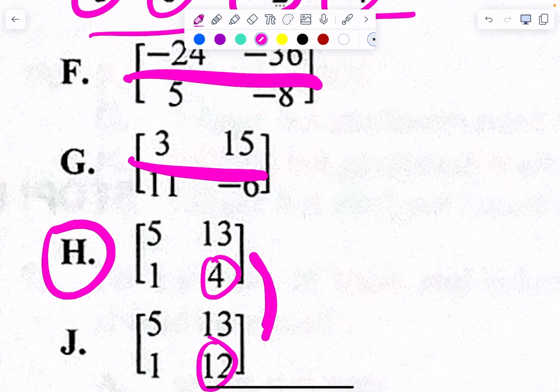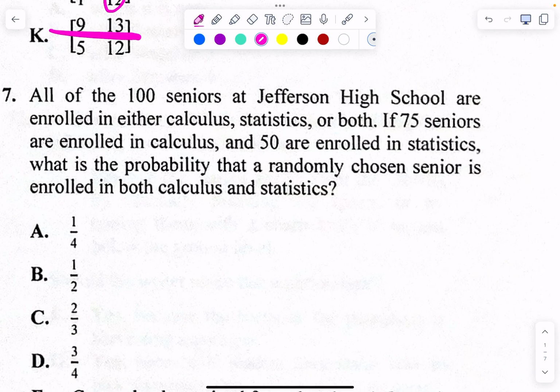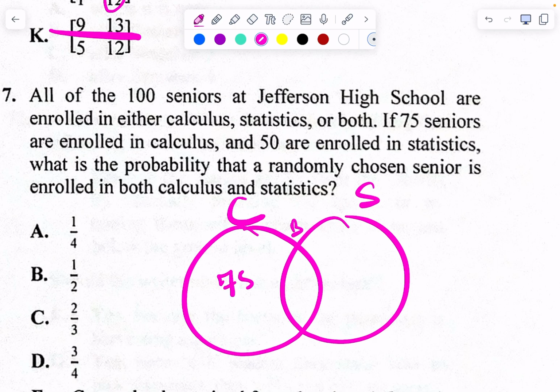Okay, blow right through those really, really fast. All of the 100 seniors at Jefferson High School are enrolled in either calculus, statistics, or both. Okay, this sounds like one of these. Calc, statistics, this is both in the middle. 75 seniors are enrolled in calculus. 50 are enrolled in statistics. What is the probability that a randomly chosen senior is enrolled in both calculus and statistics?